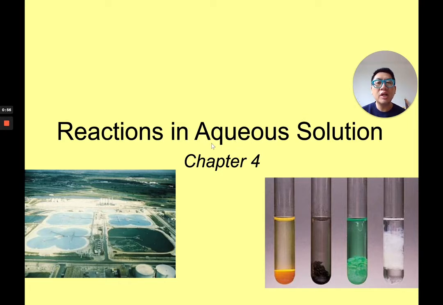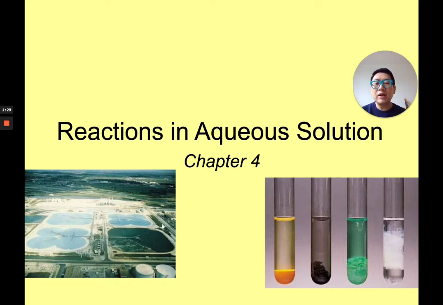Why do we have a whole chapter about aqueous solutions? That's because in biochemistry, most everything that's happening in your body is happening as an aqueous solution. Your body is 70% water. So most of the reactions occurring in your body, in your cells, are happening as aqueous solutions. I say most because your bones are solid. But for the most part, most reactions in your body happen dissolved in water.